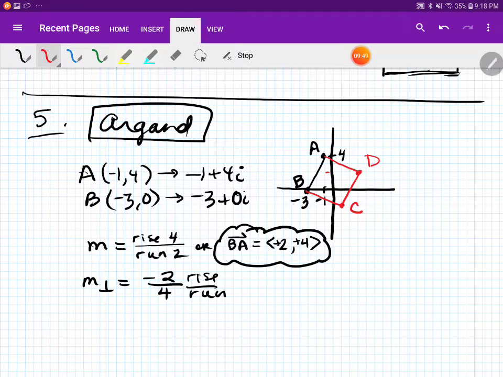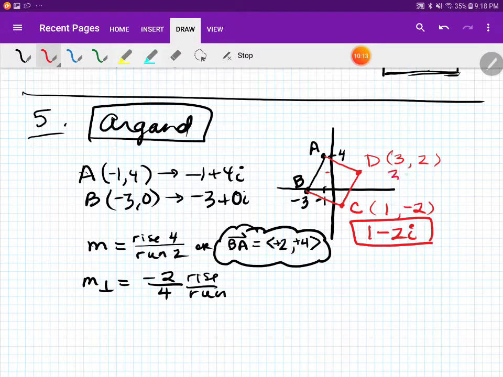Now, it says it's 4 marks, so I think the coordinates would be the marks. No, it says the complex numbers, but let's do C and D. D is over to the right 3, up 2, and C is right 1, down 2. So C would be 1 minus 2i, not the vector, but the imaginary number, and D is 3 plus 2i. Interesting.